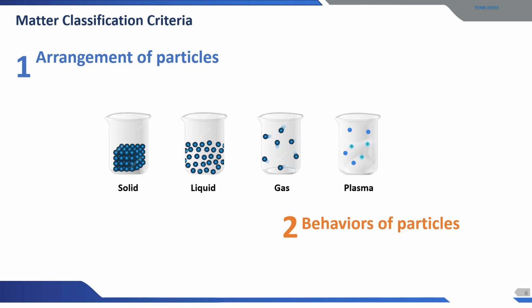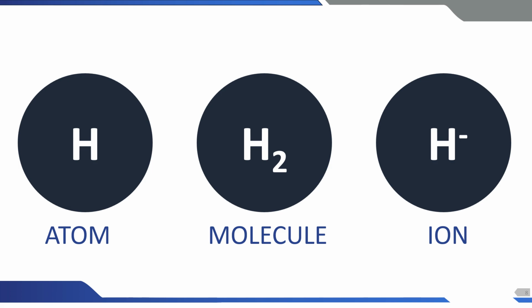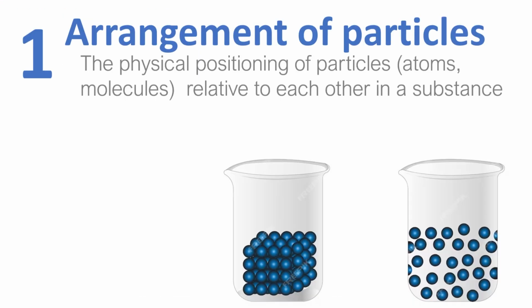And what do we mean by particles? These particles are the basic building blocks of matter. Particles can include atoms, molecules, or ions, and all of these particles exist within the matter. The arrangement of particles refers to the physical positioning of all the particles, such as atoms, relative to each other in the substance.